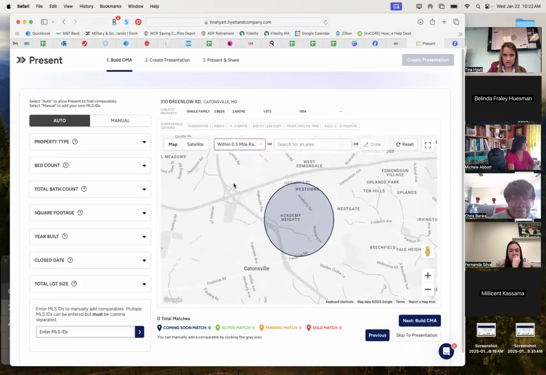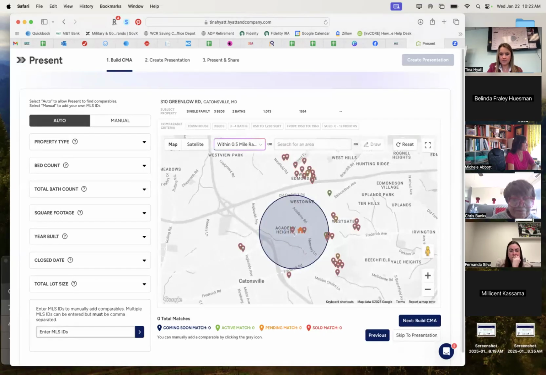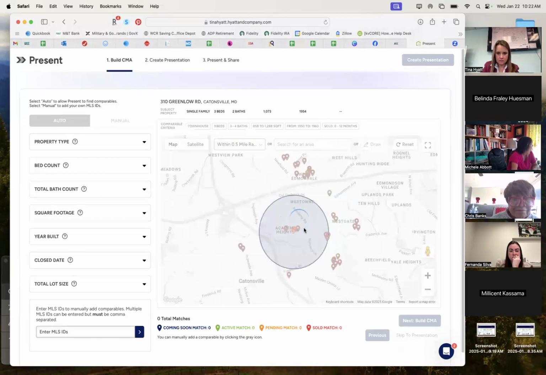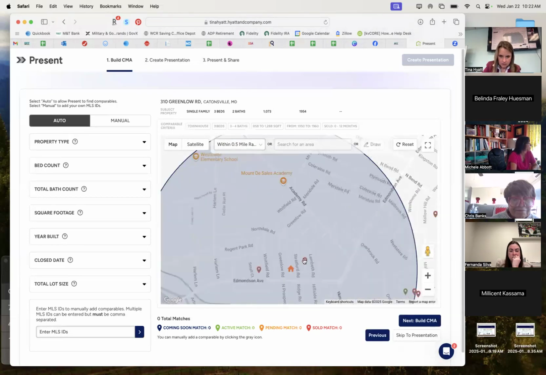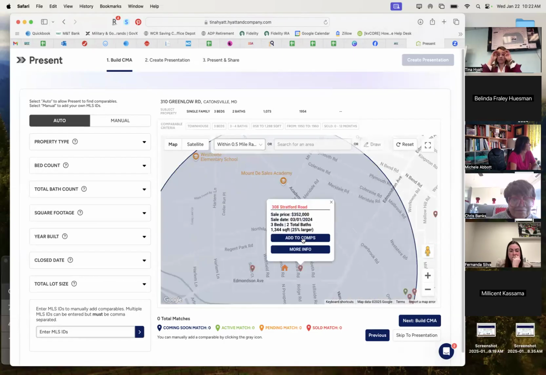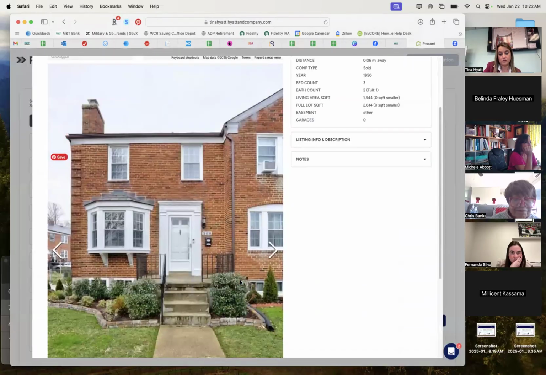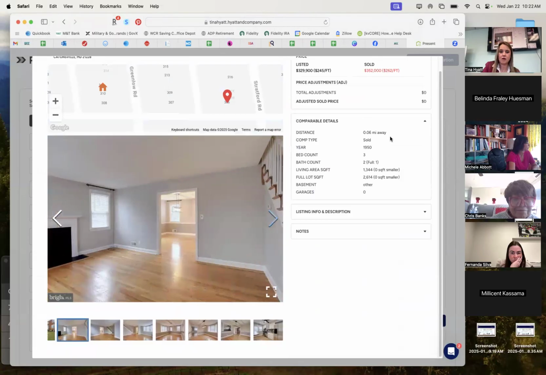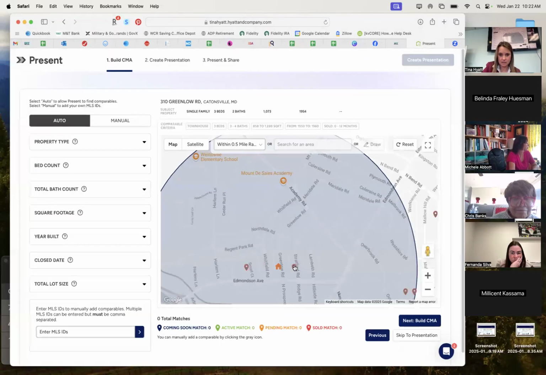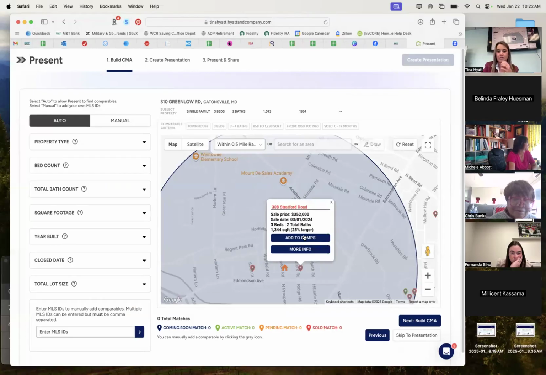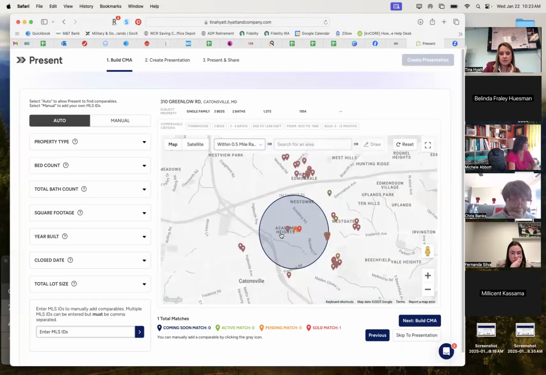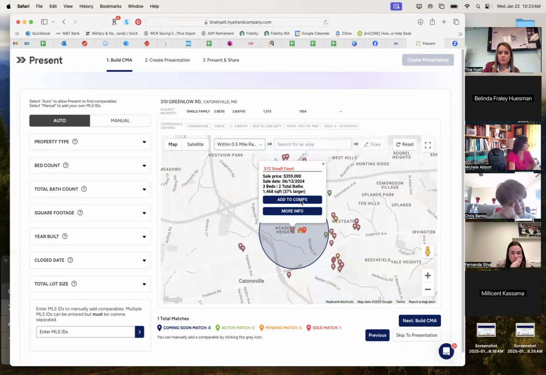And I'm going to stick with my 1/2 mile radius. Okay, so that gave me some comps. Why is it still not showing them? Sorry, bear with me. Oh, that's why, because I have to add it to my comps. So when you click on the comp that's in your radius, you see these pop up here. You can actually click on more info to see if that is a viable comp for your subject property. So this one's an end unit. So I'm going to accept it, even though mine's an interior, just because I want to show you guys how to build your report, right? So I'm going to click add to comps. I'm going to add this one to my comps also.